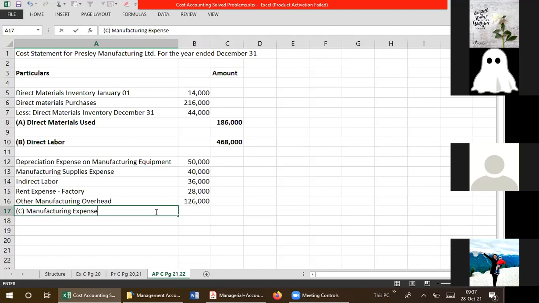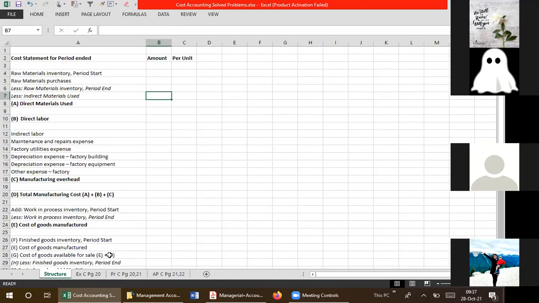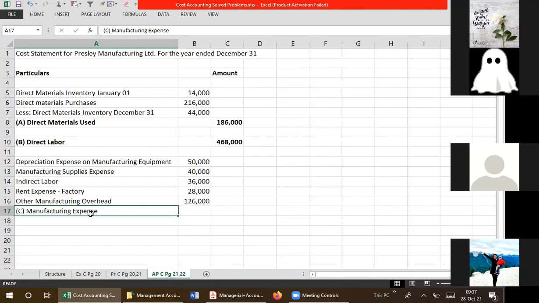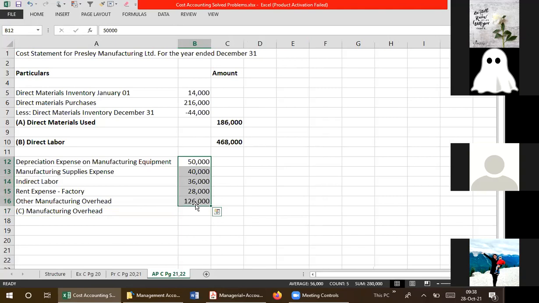Manufacturing expense. Oh, sorry, manufacturing overheads. So what is it called? Manufacturing overhead. Manufacturing overhead is 280,000 in total.